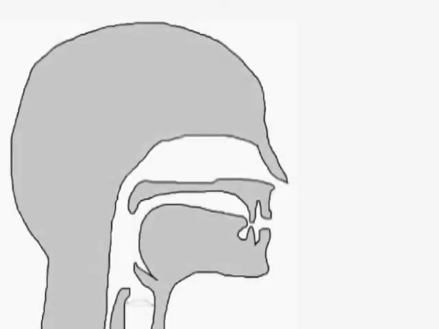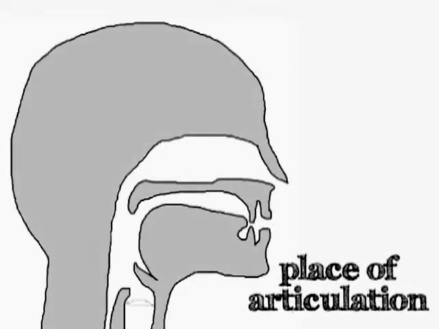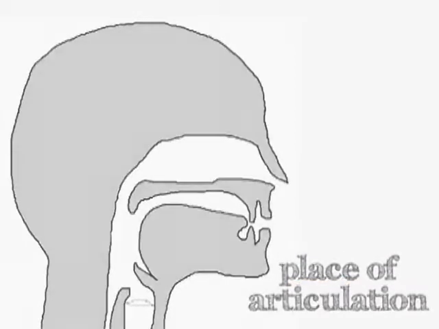First, where in your mouth do you make this consonant sound? In other words, where's the consonant sound coming from in your mouth? The linguistic term for that is place of articulation. You articulate the sound somewhere, so that's the place of articulation. There are multiple places of articulation that help us distinguish where the sound is coming from.